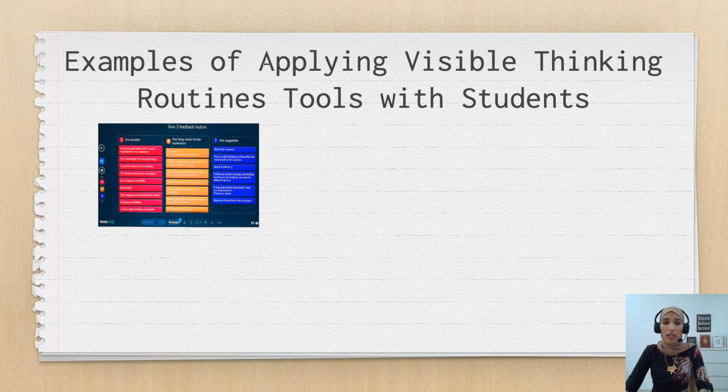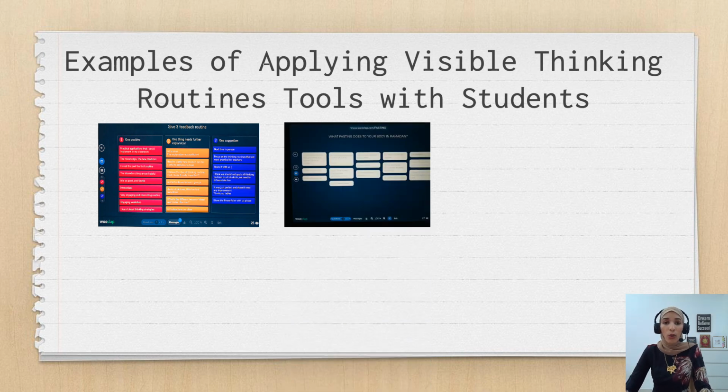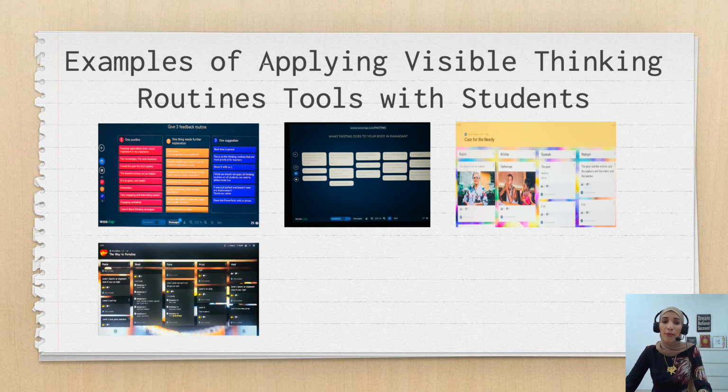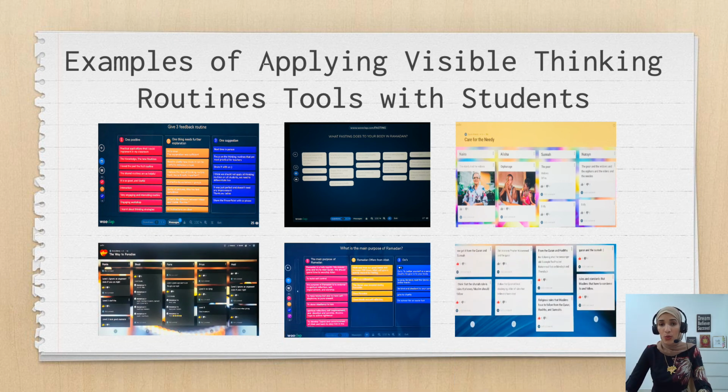Now, these are some examples of applying some of the visible thinking routines with my students as well. This is from WooClap. I can put a thinking routine, for example, give 3 feedback, or I post a question, and I can see their answers in real time while I'm online with them in the class. Padlet as well has been working really well, so we can see what they're thinking about behind the screen.